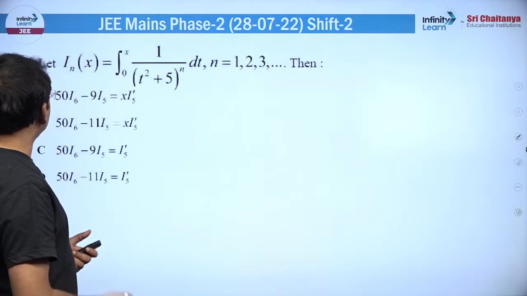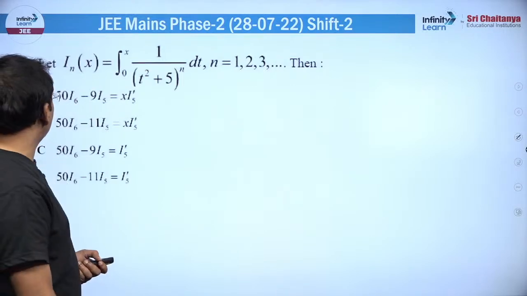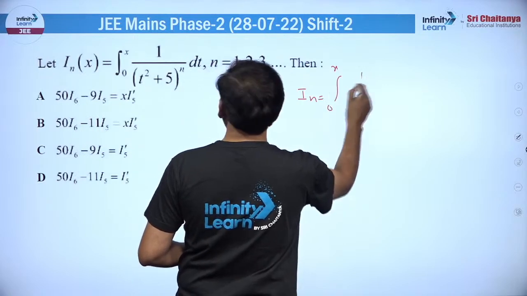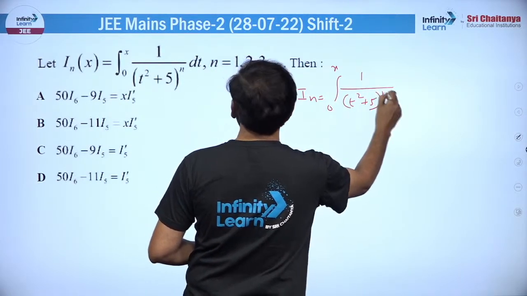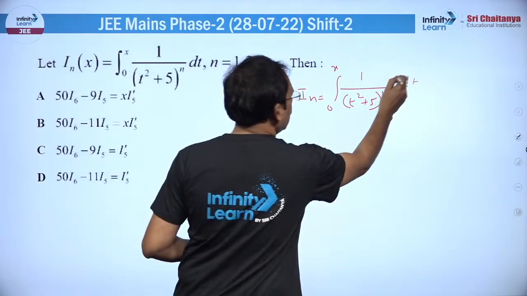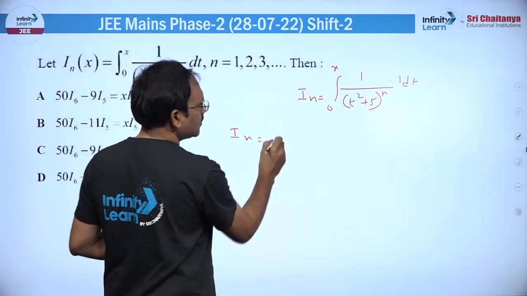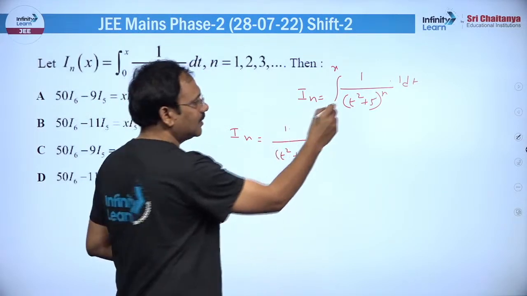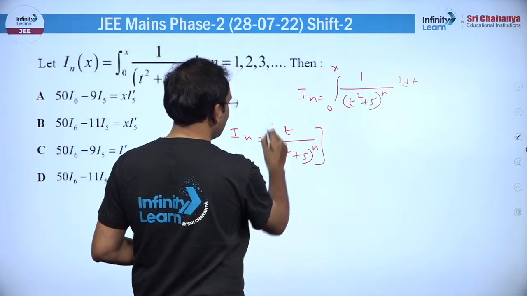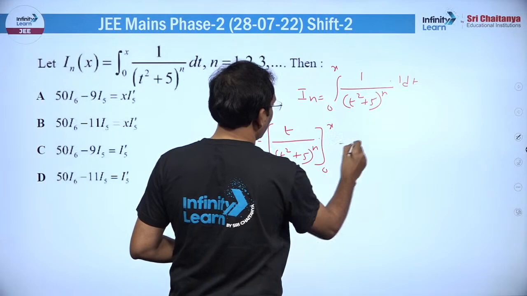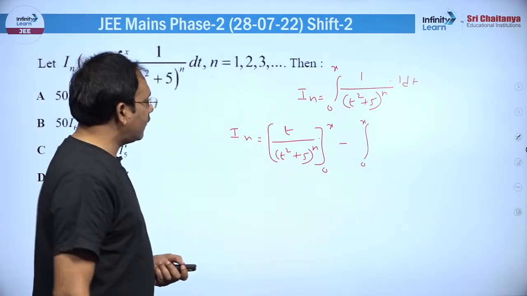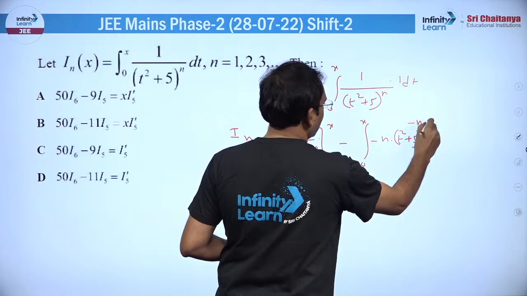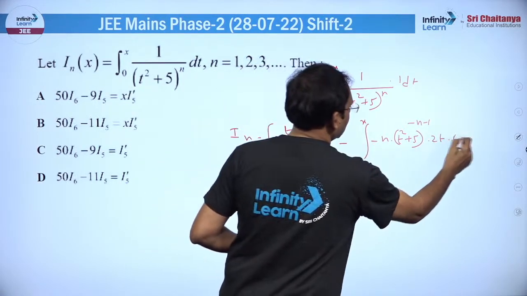Next, you see, this is the question you got. This is reduction formula related. In is the integral 0 to x of 1 by t square plus 5 whole power n dt. Now you take 1 and apply integration by parts, that is f of x, 1 by t square plus 5 whole power n, into integral g of x, that is t, between the limits 0 to x, minus integral f dash x, that is minus n into t square plus 5 power minus n minus 1 into 2t, this integral is t dt.